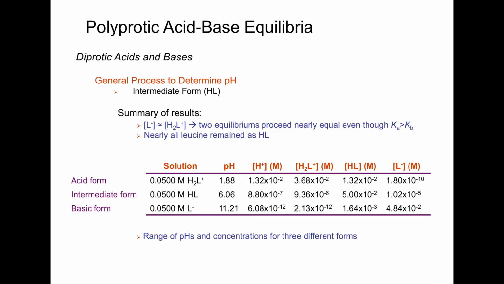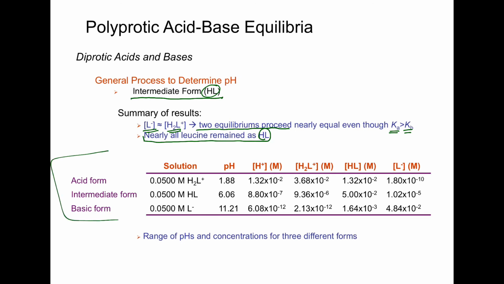So in doing that problem where we were given 0.05 of the formal concentration, and we said that it was mostly the intermediate form, to summarize what we found: the L minus and the H2L have pretty close concentrations, times 10 to the negative 5 and times 10 to the negative 6. So the two equilibriums were pretty close to each other, even though the Ka is bigger than the Kb. That just tells you that it's not strong in either direction. And we saw that nearly all the leucine remained in that intermediate form, that HL.